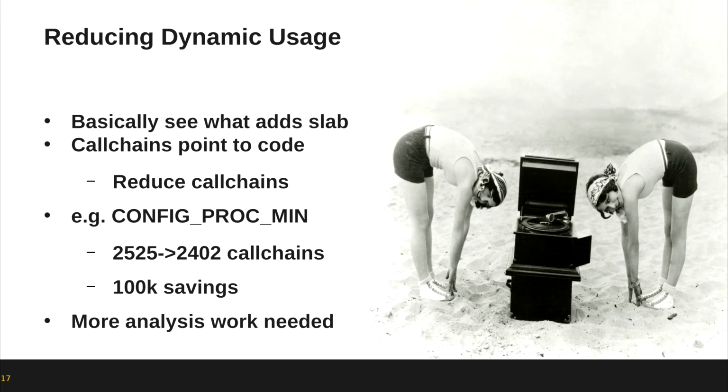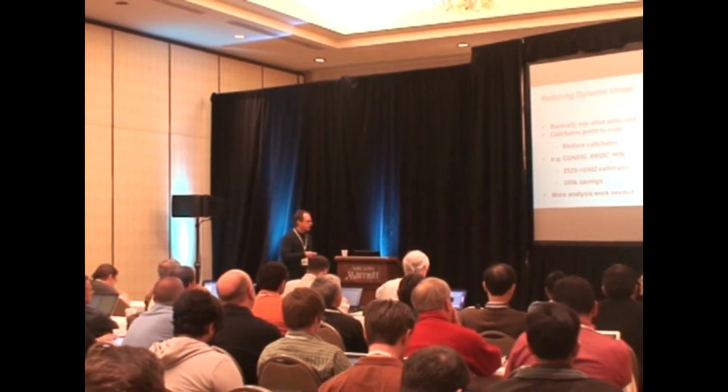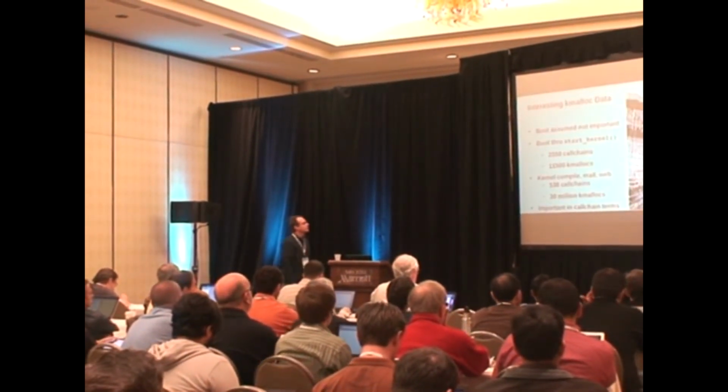Those are call chains that, when you turn it off, are no longer contributing to slab activity. And in the particular case of proc min, it also happened to save us 100K worth of text, which is a nice side effect, but it's not really the reason that I did it. It was mainly for dynamic memory reasons. So that's an example, and there's a lot more work I need to do along these lines, and we have the tools and the data to do that, I think.